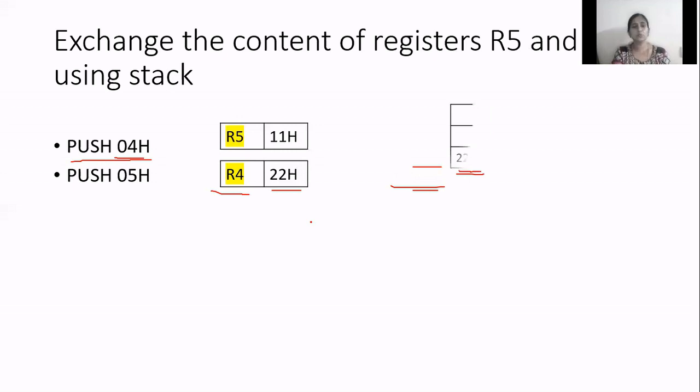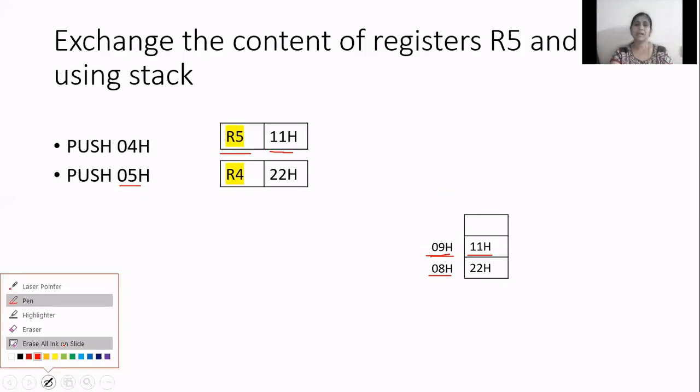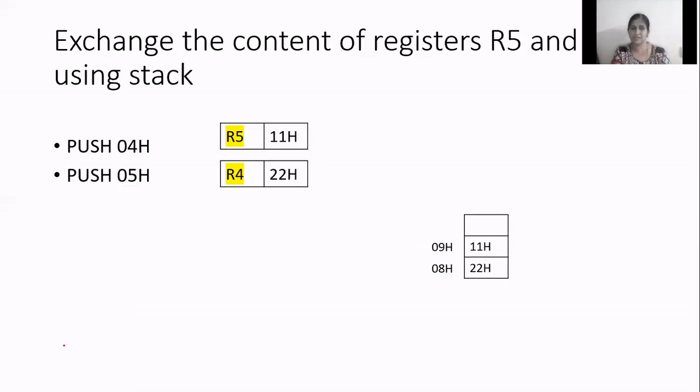Next, what do I do? Push 05. When I say push 05, what happens? Now again the stack pointer got incremented from 8 to 9, and the second data is getting loaded. 05 is the address of the R5 register. The R5 register has 11. So at location 09, 11 is getting stored. That is the second push operation. That means I have stored two data onto the stack. The first data is from the register R4. The second data is from the register R5.